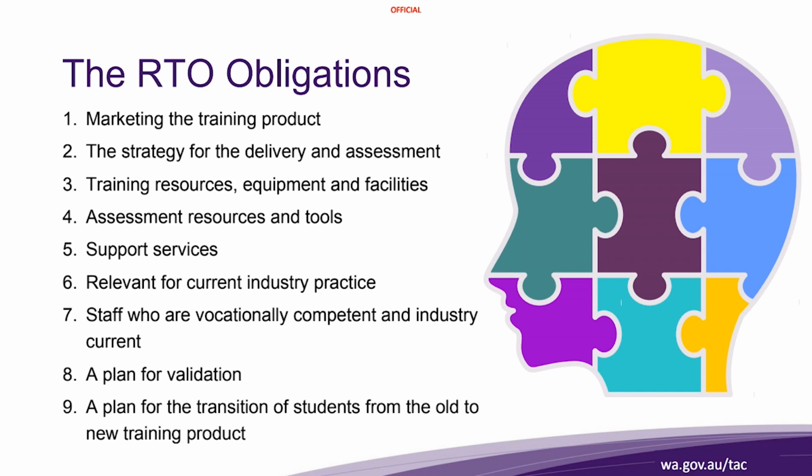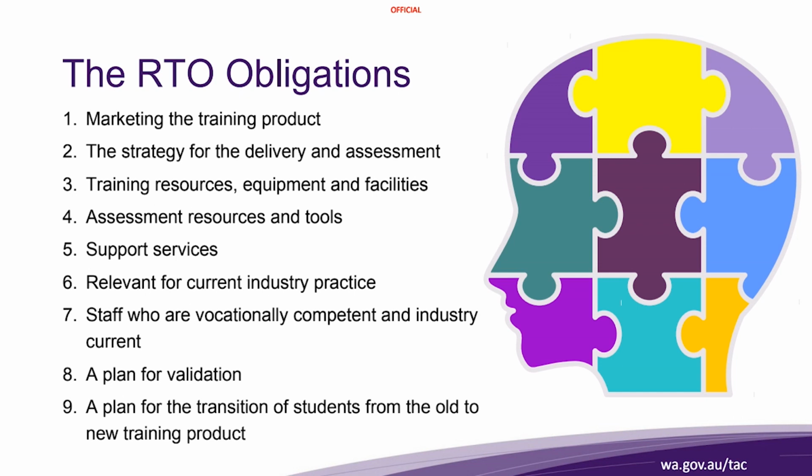You have to make sure that you've got staff who are vocationally competent and industry current. And a lot of the things that you have done in the previous 6 things that we've looked at are going to tell you whether you have got anything that you need to do to help your staff get up to date. Sometimes in these changes, there are some little gaps that might need to be addressed through a little bit of training or maybe some visits to industry.